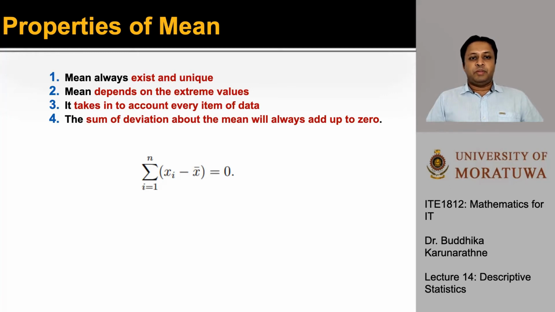And the fourth property is that the sum of deviations about the mean will always add up to 0. In equation form, it is given as the summation of xi minus x bar, that is the difference between a given value and the mean of the data set. If you add those values, the summation will be zero. So this is one of the properties of the mean value.